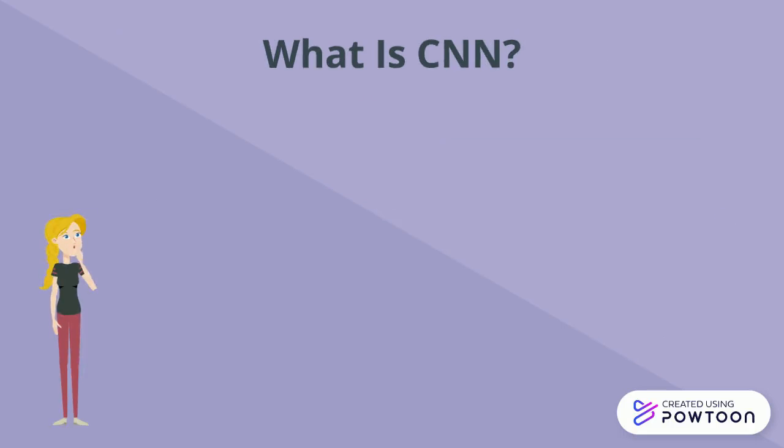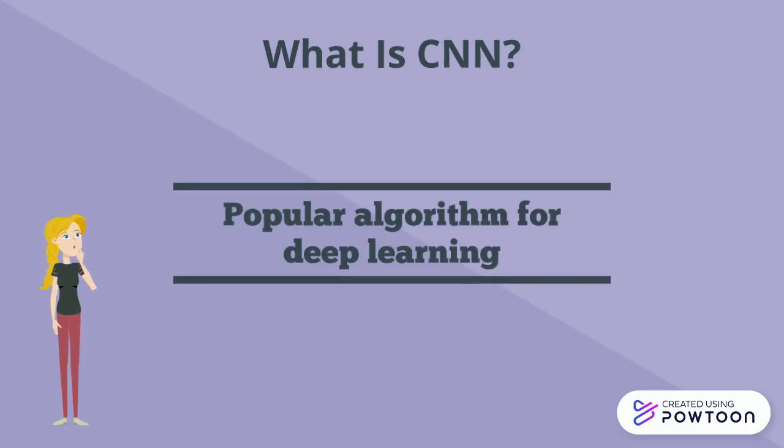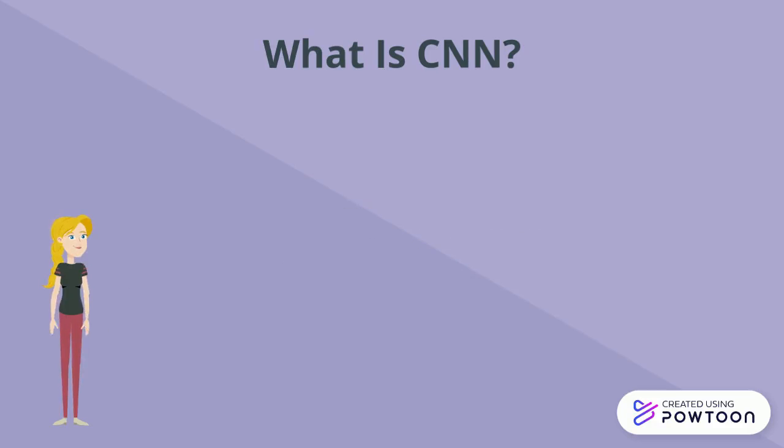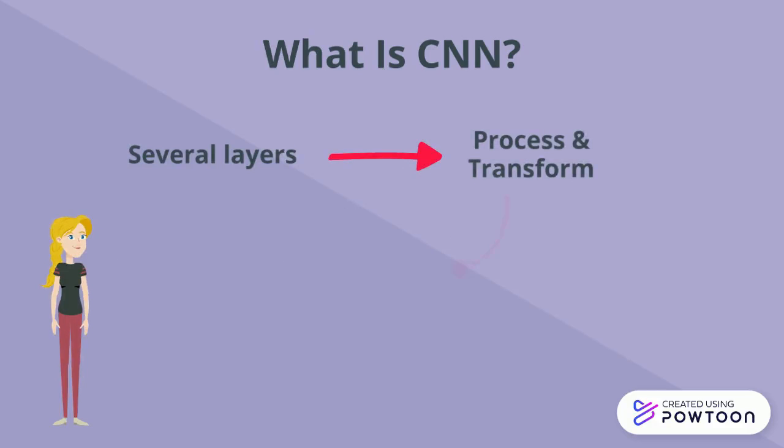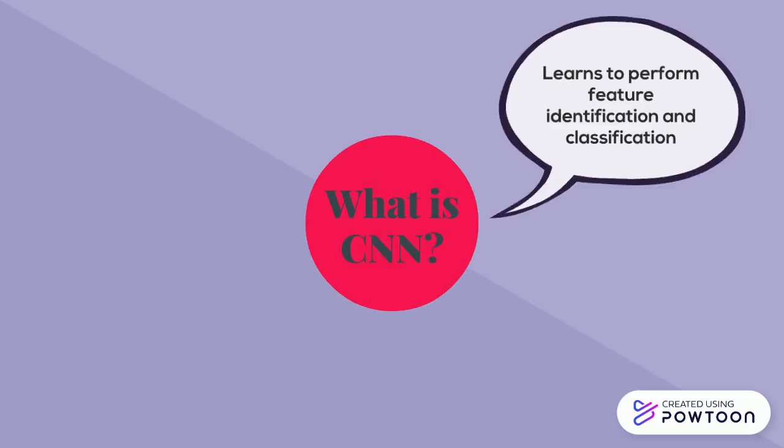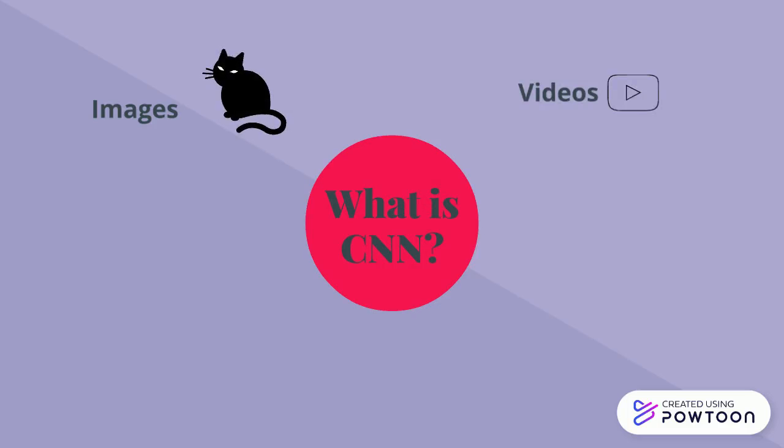What is CNN? CNN is one of the most popular algorithms for deep learning. It is made up of several layers that process and transform an input to produce an output. This model learns to perform feature identification and classification directly from images, videos, text, or even sound. CNNs are particularly useful for finding patterns in images to recognize objects, faces, and also scenes.